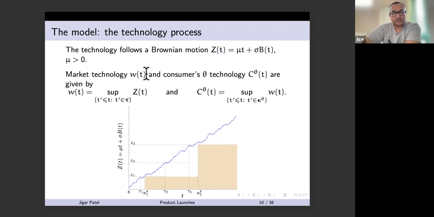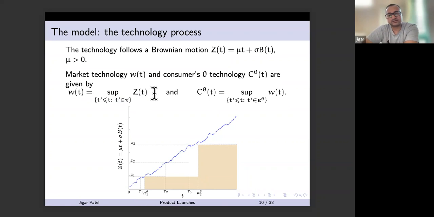So market technology is W_t, and consumer theta's technology, C theta t, are given by the following. What is W_t? W_t is basically the supremum of Z_t' when the launch happened, the last time when the launch happened, where t' is less than or equal to t in the launch horizon. What is the latest launch technology you have?